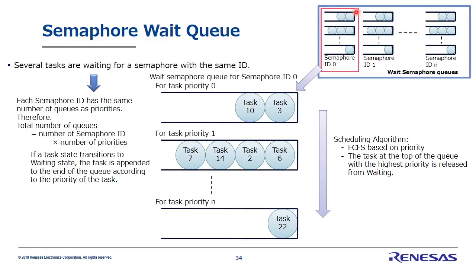There are semaphore wait queues like this for every semaphore ID. What's more, within each semaphore ID, there is a queue for each task priority level, the same as the ready queue. This means that tasks waiting for a semaphore line up in order of priority, and when they have the same level of priority, the task which was assigned to the wait queue first will get a semaphore first. The number of semaphore wait queues is the number of semaphore IDs times the number of priority levels. And so many queues are necessary.